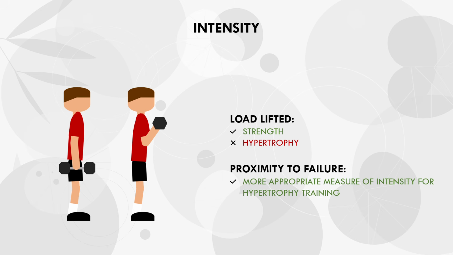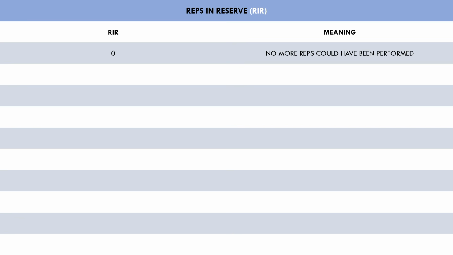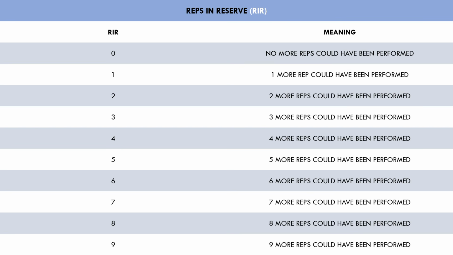A closer proximity to failure would be a higher intensity, and a further proximity from failure would be a lower intensity. This can be quantified using the reps in reserve scale. 0 reps in reserve means that no more full reps could have been performed in that set. 1 rep in reserve means 1 more rep could have been performed in that set. 2 reps in reserve means that 2 more reps could have been performed, and so on.